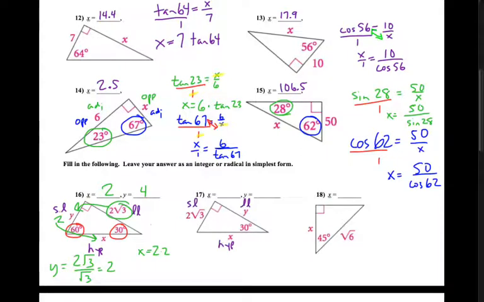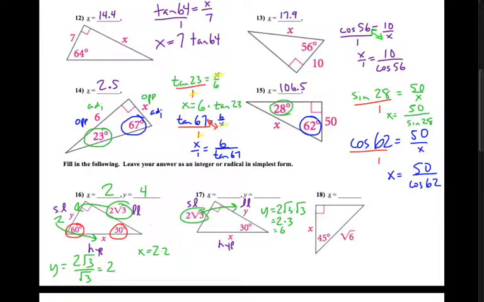On number 17, short leg, long leg, hypotenuse with a 30, 60, 90 triangle. It gives us the short leg. So to go to the long leg, we multiply shorter to longer by the square root of 3. 2 square root 3 times the square root of 3. Square root of 3 times the square root of 3 gets us just 3. So it's 2 times 3 is 6.